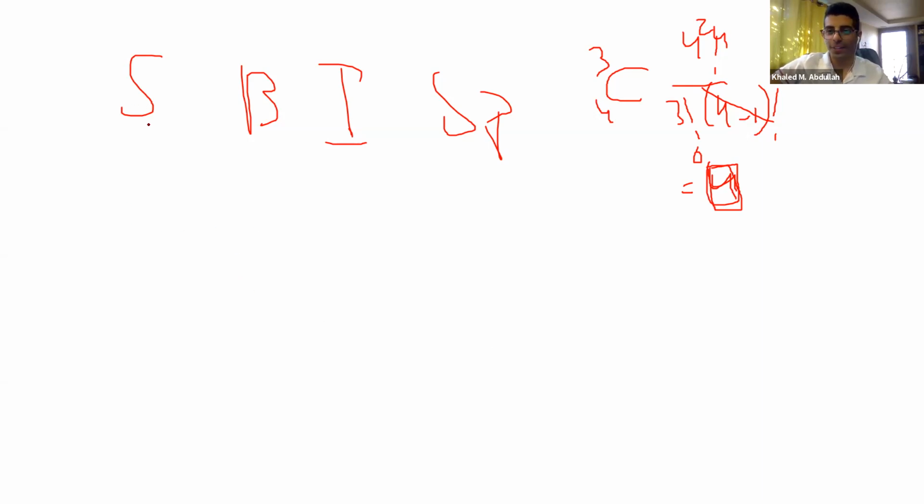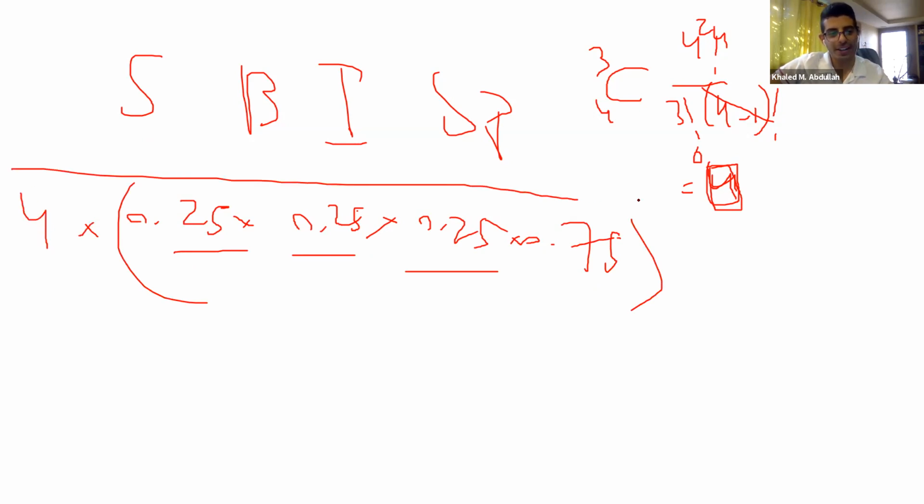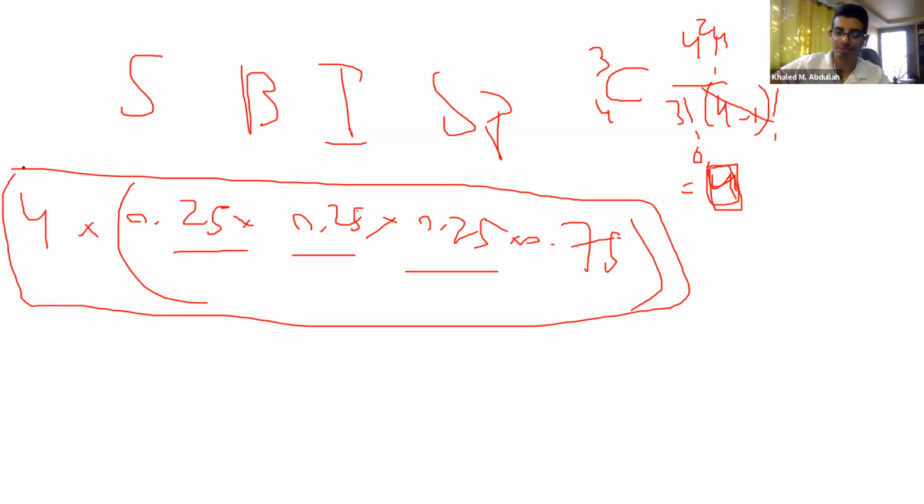Well, what's the chance of 3 of them getting affected? So it's going to be 0.25 times 0.25 times 0.25 times 0.75. These are the 3 affected, and this is the last one. And since I have 4 combinations, I just do times 4. You put this in your calculator, that's your answer. So you get it? So look, it's extremely simple.